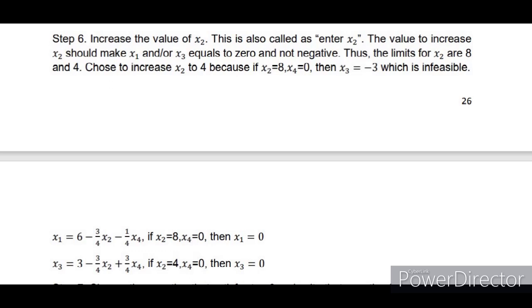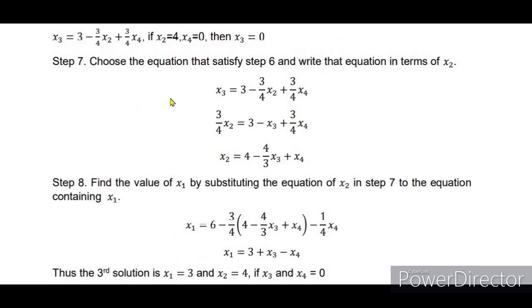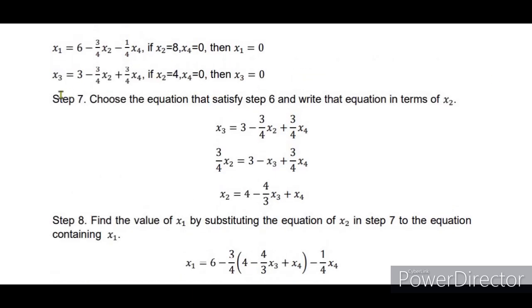Okay? So step number 7, choose the equation that satisfies step number 6 and write the equation in terms of x sub 2. When you say satisfy, it means that the value of x sub 3 is equal to 0. So here, the second constraint is the one that we will be choosing, or the equation that we got from step number 4, because it satisfies the value of x sub 2 equal to 4. As you notice, the equation written here is the equation we got from step number 4.